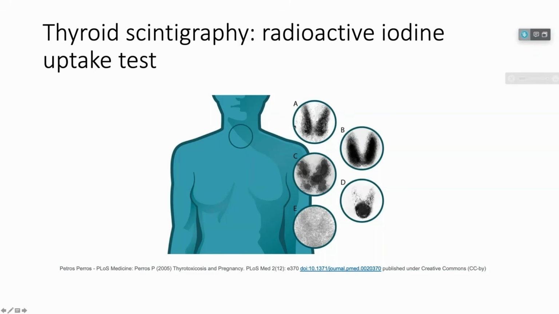Okay. So normal would be A. B would be like Graves' disease, right? You can see how there's more of all of this everywhere. So this would be like Graves' disease. C would be, do you know what C would be? Oh, sorry. This is a hard one. Is it like thyroiditis? No. Thyroiditis would be like, we'll talk about that. Thyroiditis would be E. Okay.